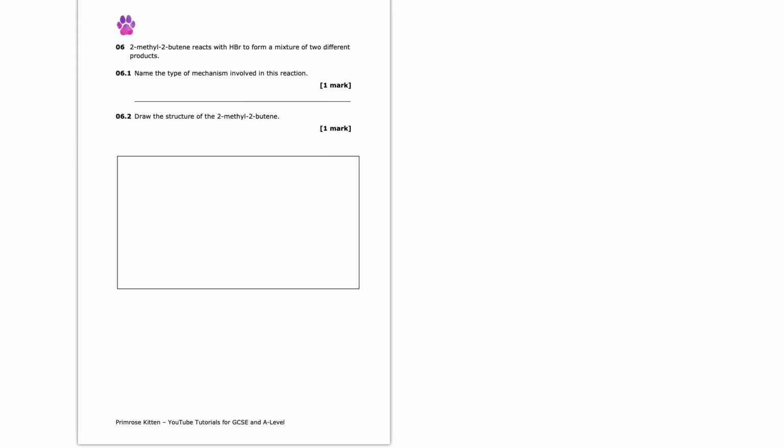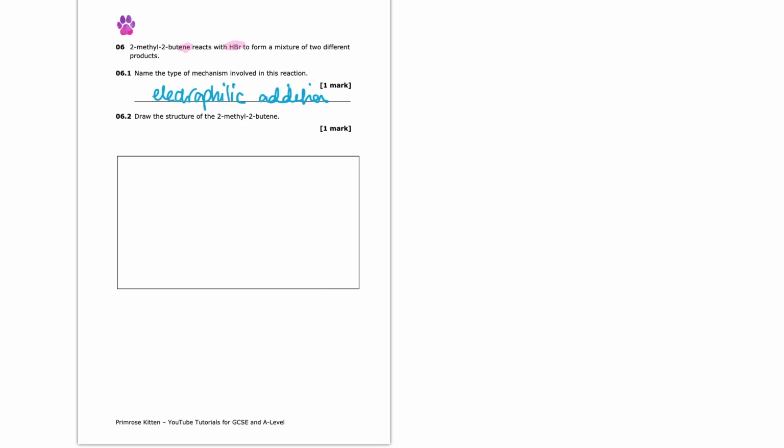Okay, so 2-methyl-2-butene reacts with HBr to form a mixture of two different products. We're asked to name the type of mechanism involved in this reaction. And normally at this level, if they ask for the mechanism, it's going to be one of three things. It might be electrophilic addition, nucleophilic substitution, or it could also be free radical substitution. And in this case, because we're talking about an alkene reacting with HBr, it's going to be an electrophilic addition reaction. And that's something that we really should just recognise, that if we're reacting a CC double bond, an alkene bond, with a halogen or even things like H2 or HBr, it is going to be electrophilic addition.